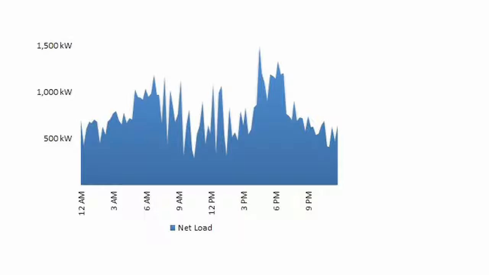Take the blue area under the curve and multiply it by the blue rate. Add on the customer charge and get a total bill of $1,500 or 25% bill savings.